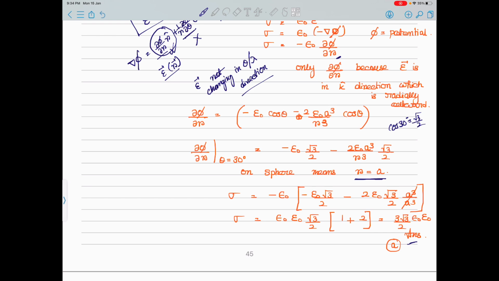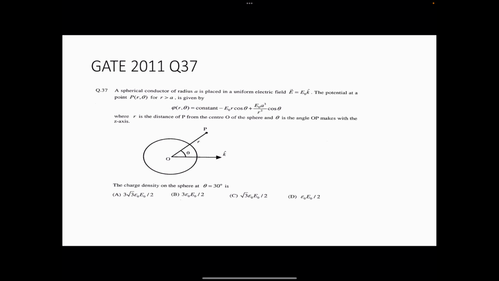Option A is correct. Let's come to the question again: 3 root 3 epsilon naught E naught by 2. This is the correct option for this particular question. Thank you.